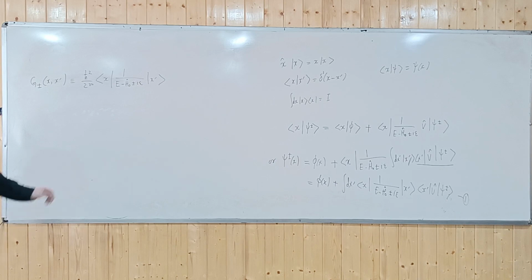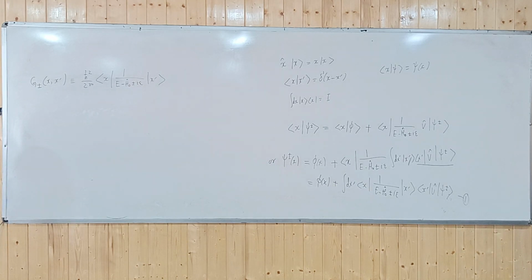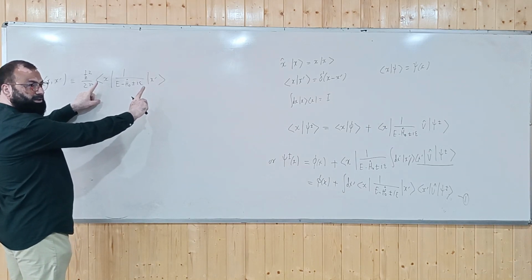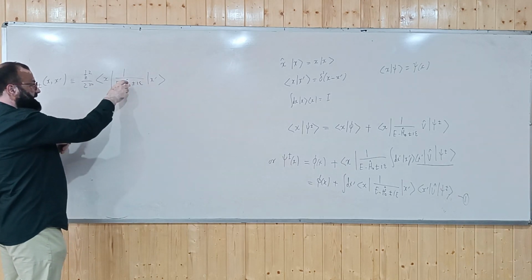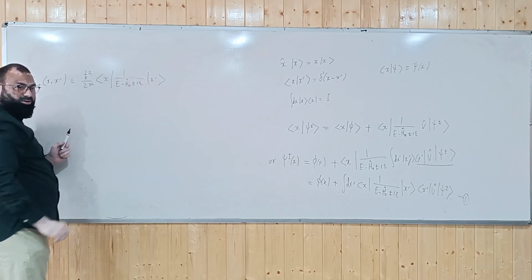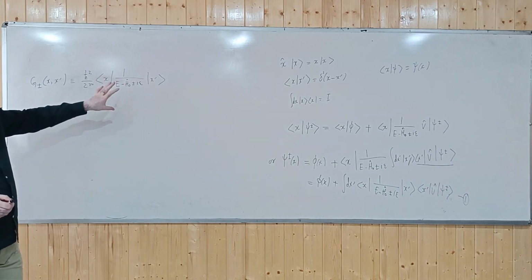So how to evaluate it? Now I know this H naught is actually p square by 2m. It is simply the free particle Hamiltonian. What are the eigenstates of the free particle Hamiltonian? These are the momentum eigenstates. But this is actually the matrix element in the coordinate space, x and x prime. This operator is defined for the momentum states, but I have the coordinate space representation here. So I will convert this object into the momentum space representation.